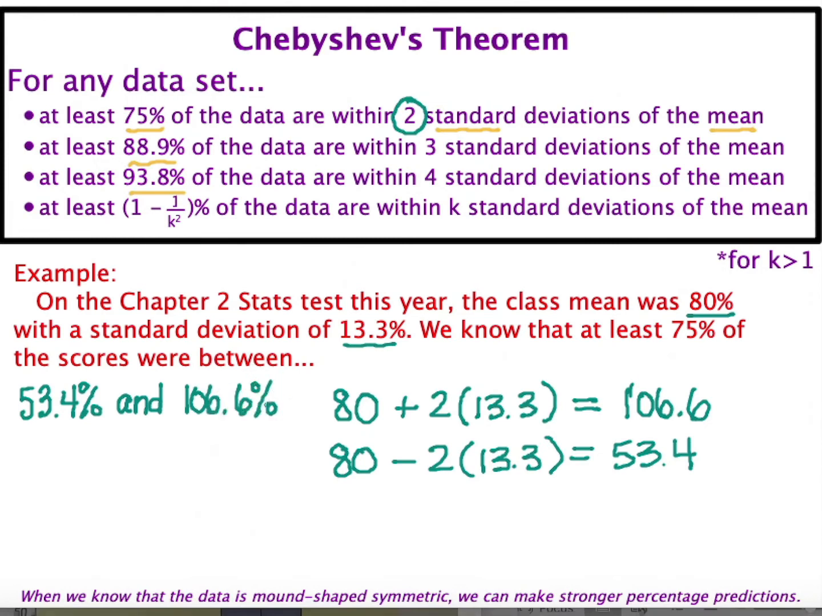If there was extra credit, maybe we'd have them in there. But I just think that's amazing. You can tell that at least 75% of the students are between there and there. And we could make that even stronger. We could find more and more of the students in intervals just by increasing the number of standard deviations away from the mean that we go.